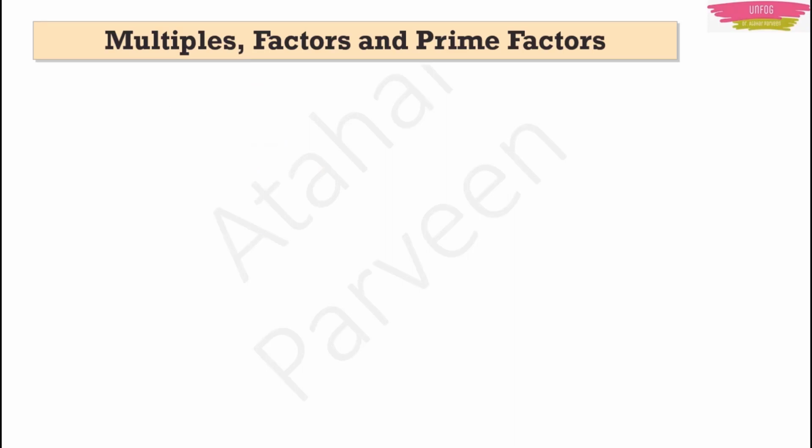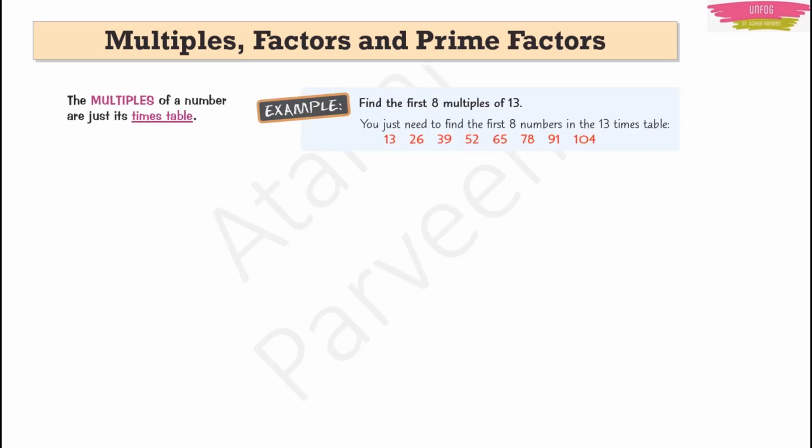Now let's see what are multiples, factors and prime factors. First, multiples. Multiples means any number, it will come in a table. That is a multiple. For example, if you are talking about the first 8 multiples of 13, you write the 13 table. 13 ones are 13, 13 twos are 26, 13 threes are 39, 13 fours are 52. You write till 8. So whatever answers you are getting in the table of 13 till 8, those numbers will be the first 8 multiples of 13.